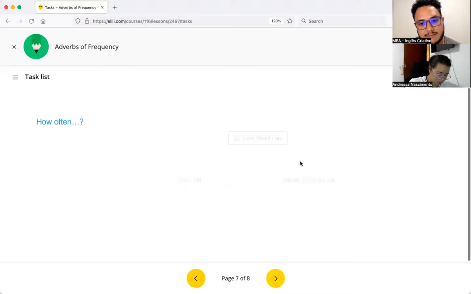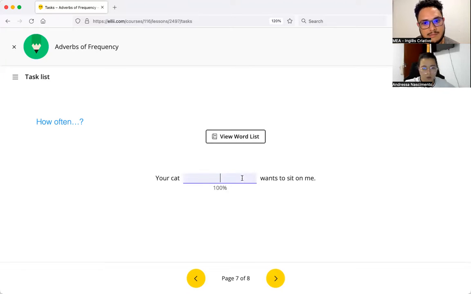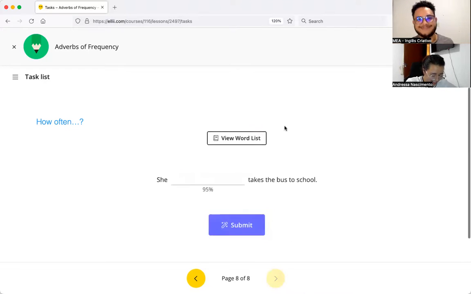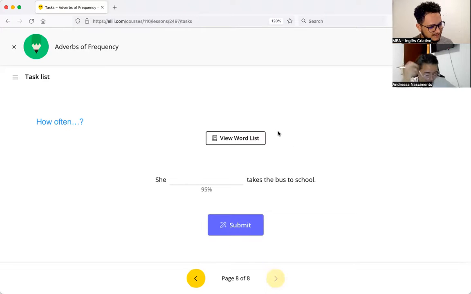Number 7. Your cat always wants to sit on me. Very good. The same as Leleu. Ai, Leleu, engraçado. He is funny.